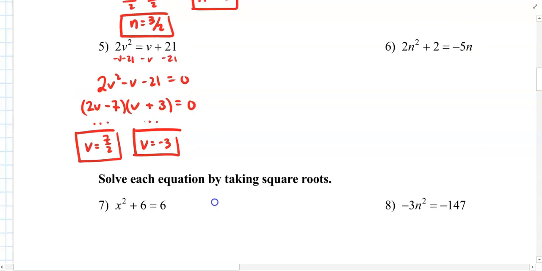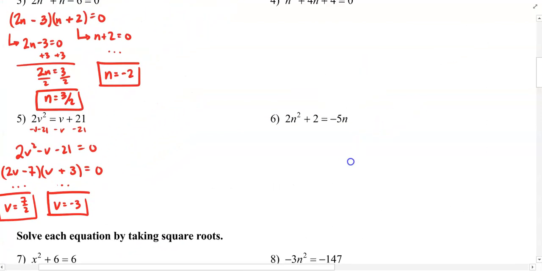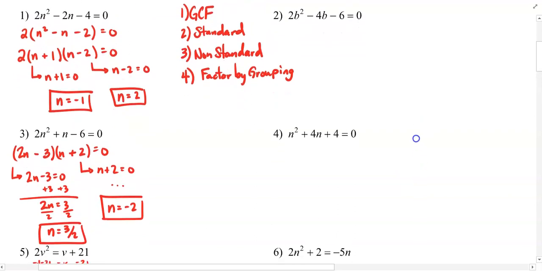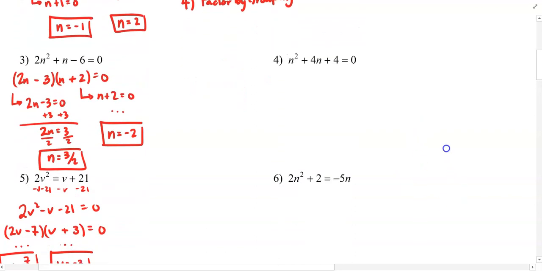So again, I hope that helps with solving equations by factoring. I've got 3 other examples of those here within the worksheet that I expect you to be able to do on your own.